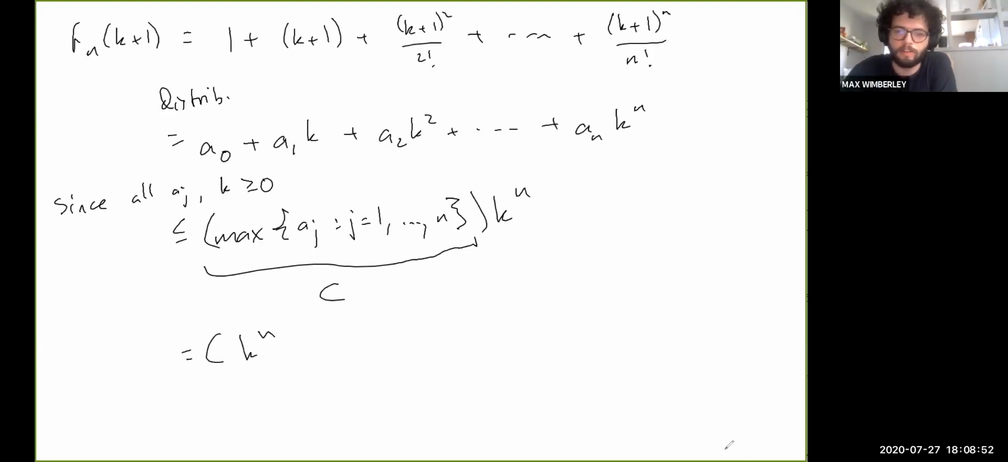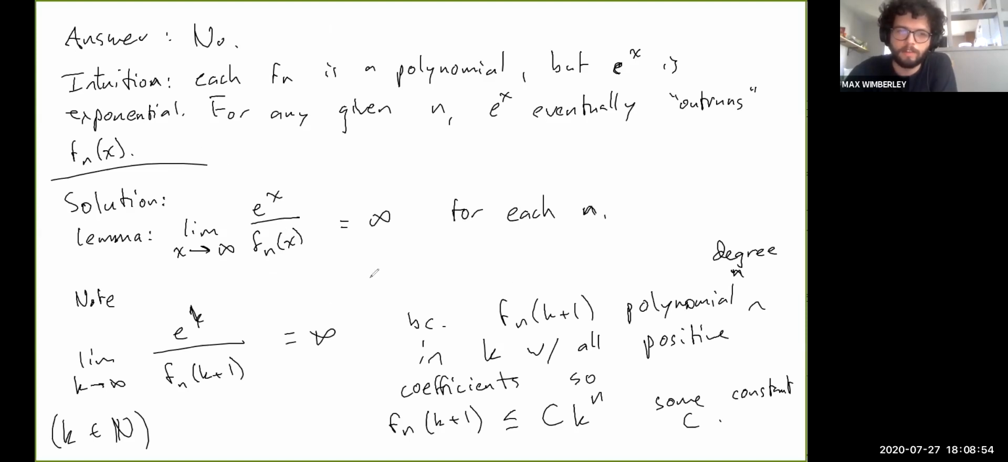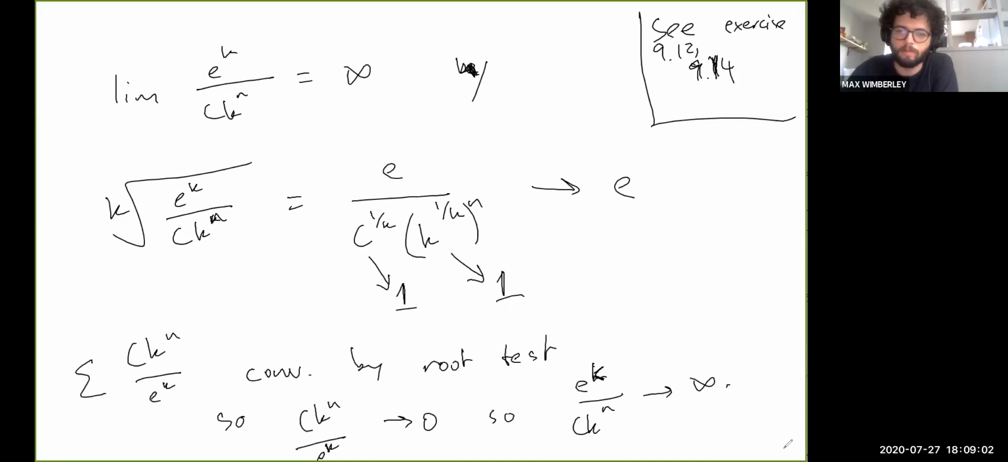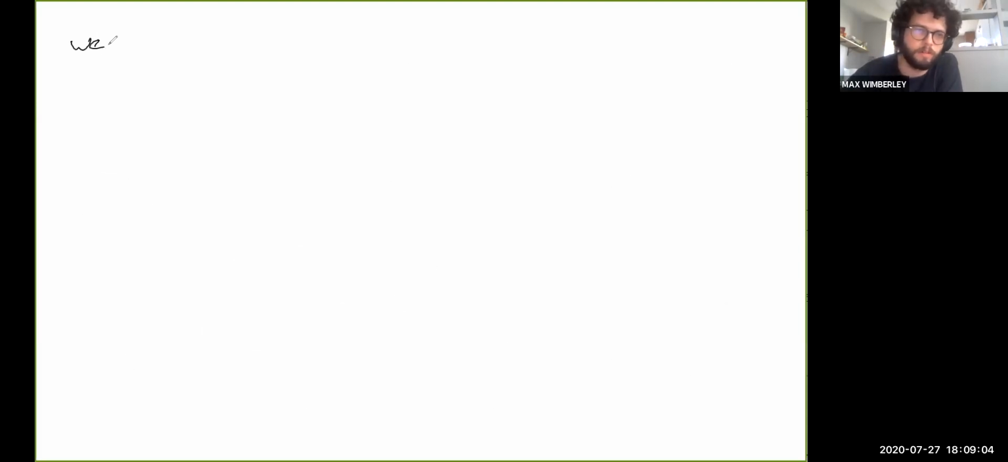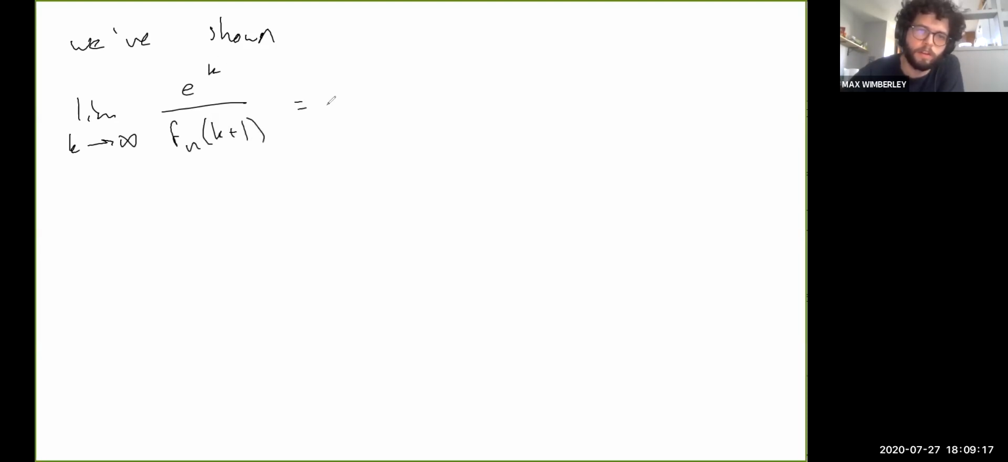To take stock of what I've said so far, the limit of e to the k over f_n of k plus 1 is infinity. So let's continue from that point. We've shown that the limit as k approaches infinity of e to the k over f_n of k plus 1 is infinity.